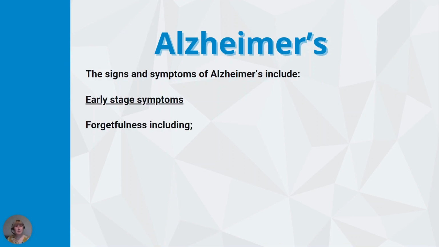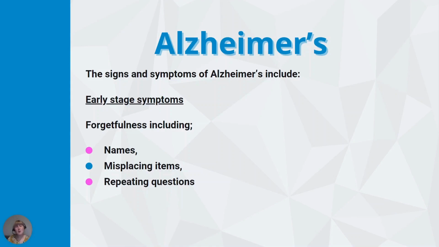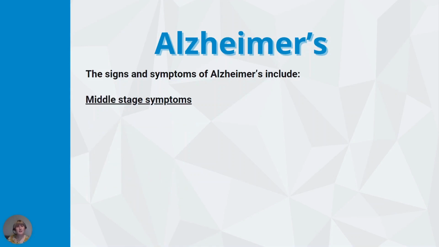When we look at the signs and symptoms of somebody with Alzheimer's disease, we want to break this down into three separate stages. We call them early stage, middle stage, and late stage symptoms. Beginning with our early stage symptoms, we have somebody who could become quite forgetful. They could quite often forget names. They can misplace items. They could begin repeating questions quite often, and they lose a sense of themselves about their security.